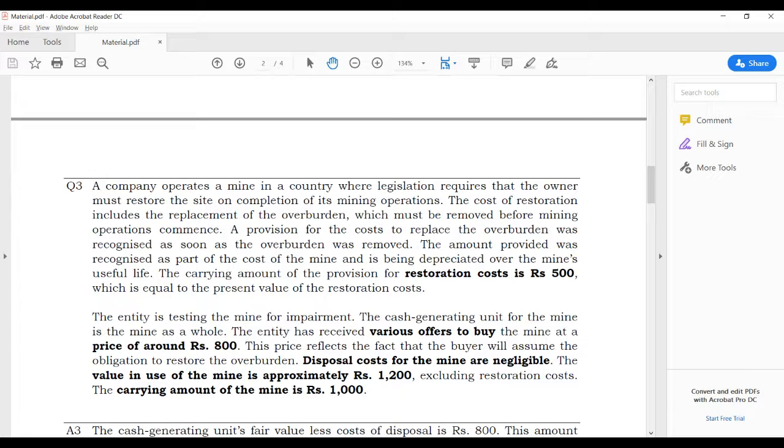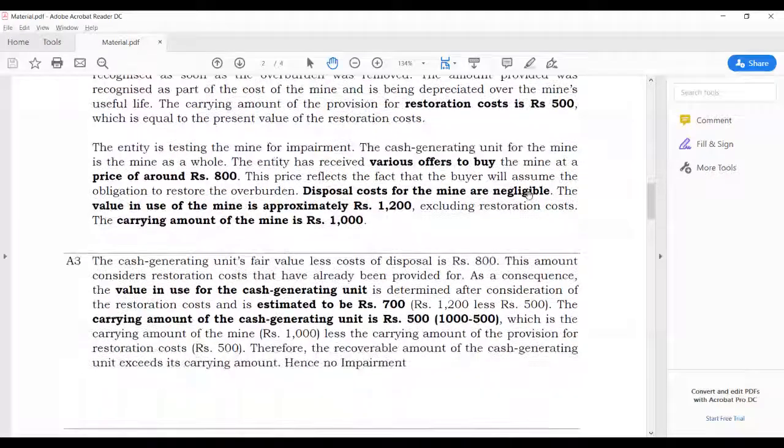So in this case, what will be the impairment, if any? My carrying amount is 1000, my value in use is 1200, my fair value is 800, and there is a restoration cost of 500. So in this case, the value in use for the mine will be rupees 700. How? The value in use less my restoration cost of 500 will be my value in use for the mine, that is rupees 700. My fair value is rupees 800. So fair value or value in use, 800 or 700, whichever is higher, I need to take as the recoverable amount. So 800 will be my recoverable amount.